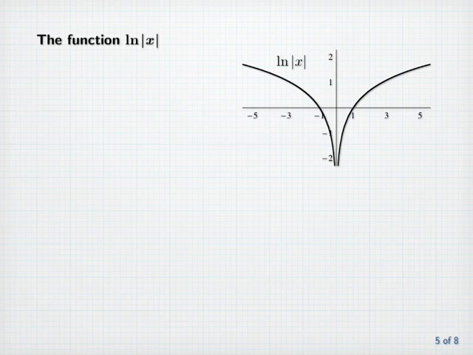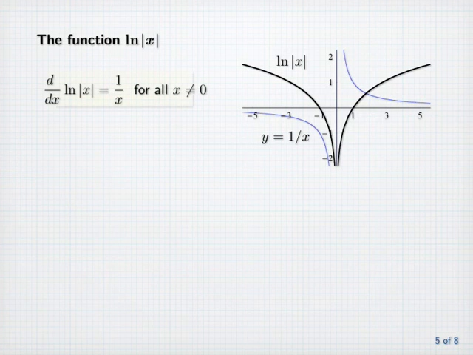Notice that natural log of absolute value of x is decreasing for negative x, so its derivative there should be negative. For negative x, the natural log of absolute value of x is the natural log of minus x, so its derivative by the chain rule is 1 over minus x times the derivative of minus x, which is minus 1, so we end up with minus 1 over minus x, or 1 over x. So it turns out that 1 over x is the derivative of the natural log of the absolute value of x for all x in its domain.